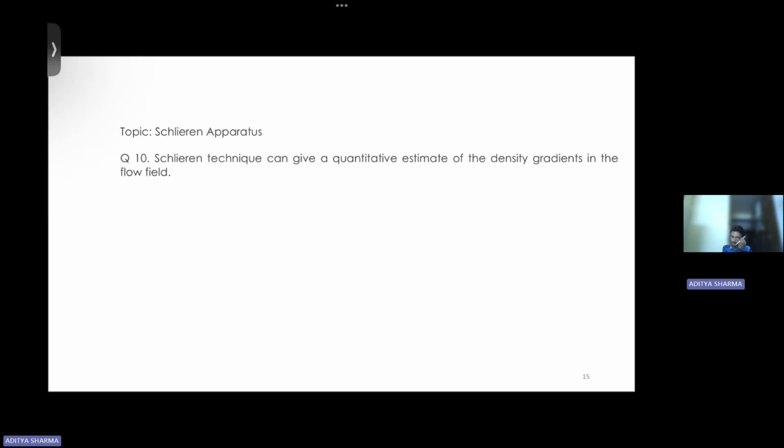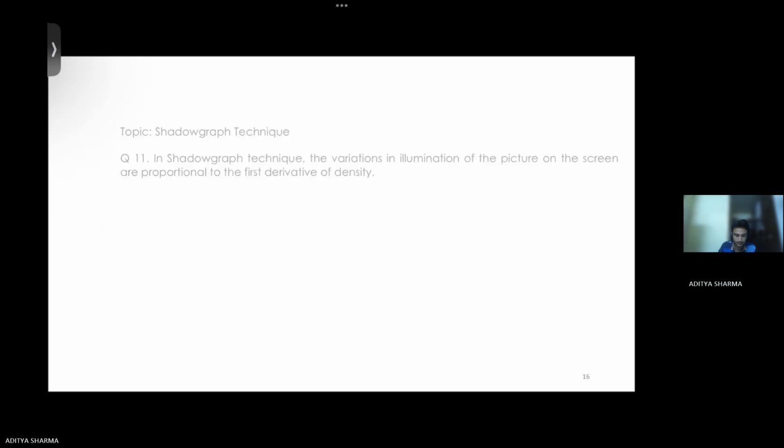Then the next question here is based on Schlieren apparatus. Schlieren technique can give a quantitative estimate of the density gradients in the flow field. So this is obviously a false statement, because we visualize the flow field based on the Schlieren apparatus.